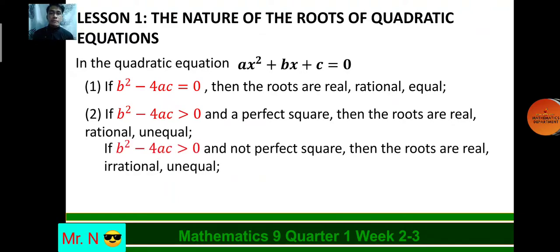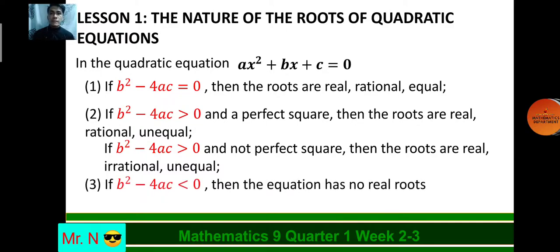If b squared minus 4ac greater than 0 and not perfect square, then the roots are real, irrational, and unequal. Last but not the least, if b squared minus 4ac less than 0, then the equation has no real roots.